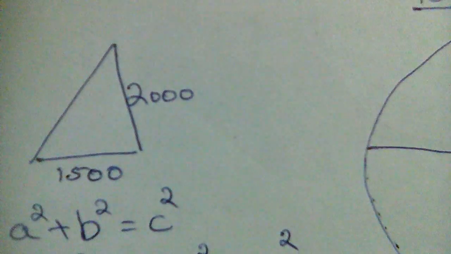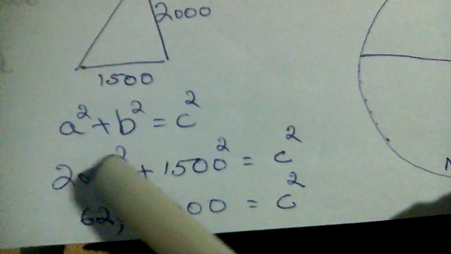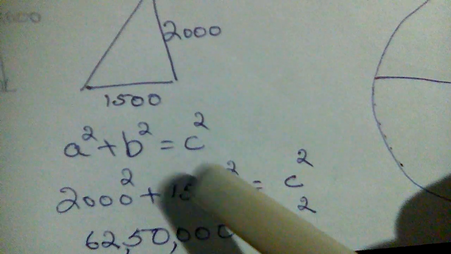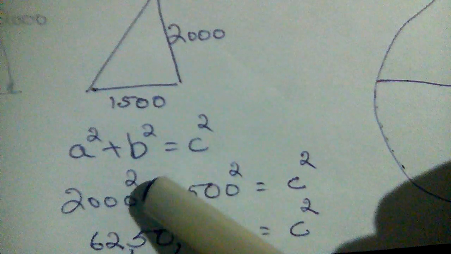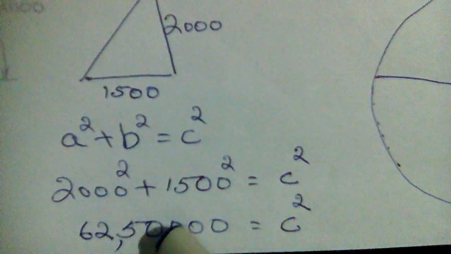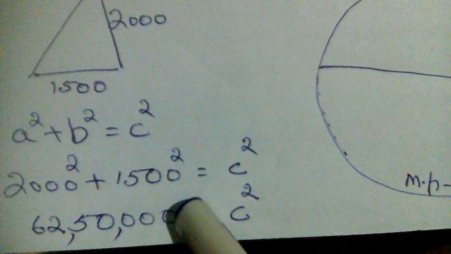For a square we shall use 2000 square and for b square we shall use 1500 square. Then we will get c square. For getting c square, we have to take the square of 2000 and the square of 1500. Afterwards, these two squares have to be added. Then we will get 62,50,000. That is c square. We shall just check it in calculator. 2000 square plus 1500 square.